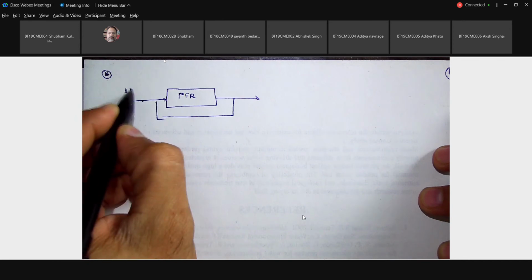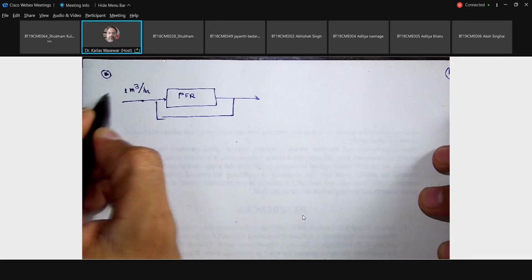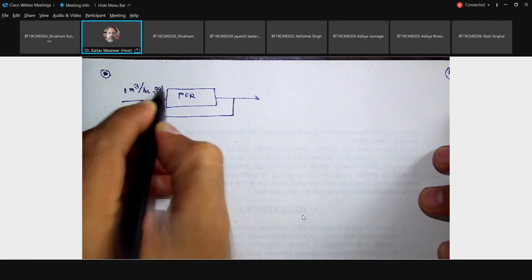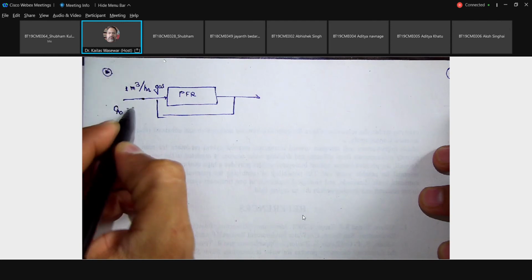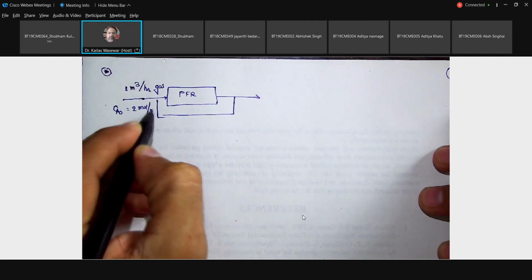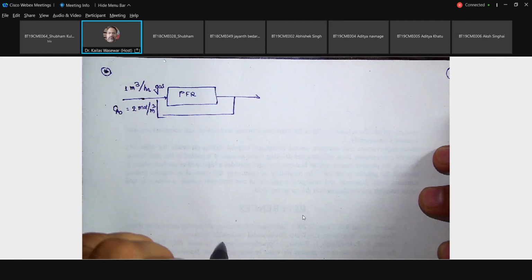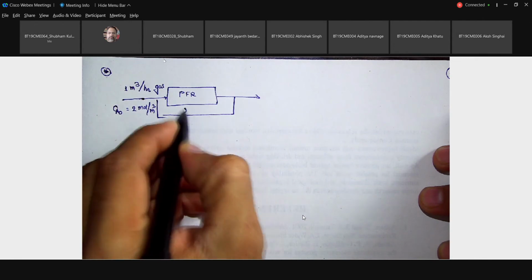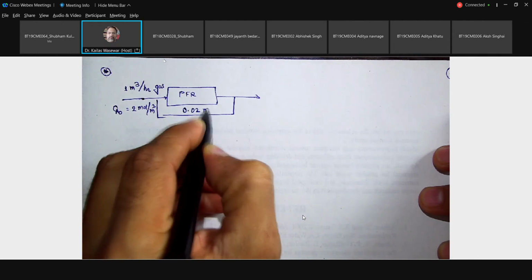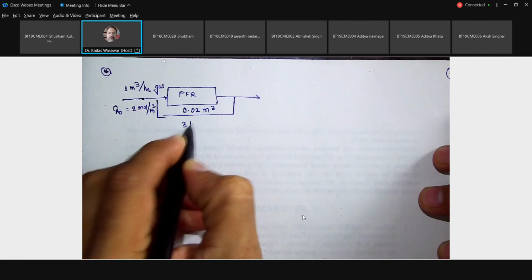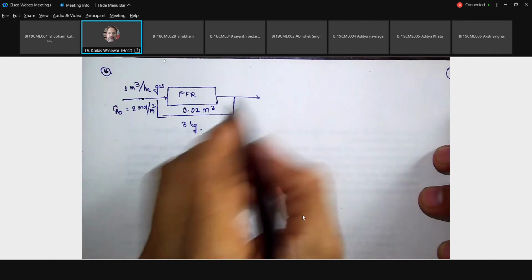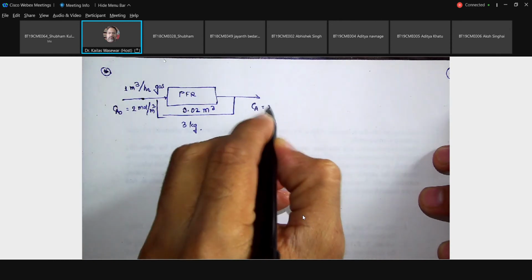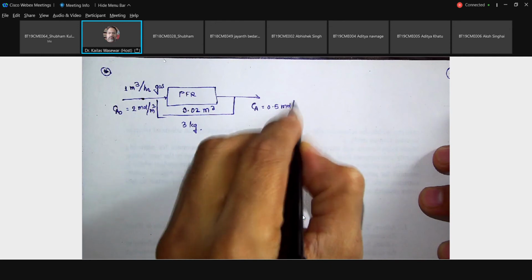1 meter cube per hour gas. Okay, it is a gas we are passing, having the concentration 2 mole per meter cube. Total volume of the loop is 0.02 meter cube. 3 kg of the catalyst is needed. Exit stream Ca is 0.5 mole per meter cube.